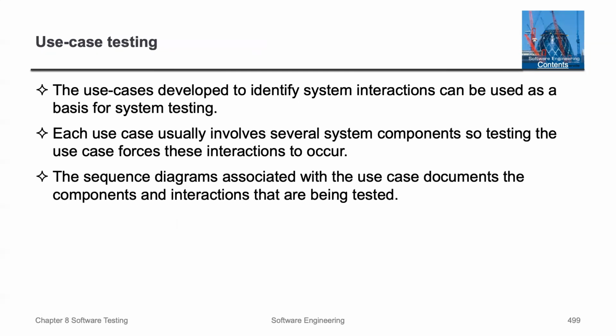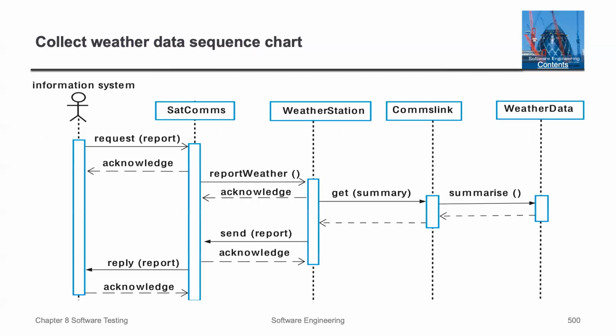And for use case testing, the use cases developed to identify system interactions can be used as a basis for system testing. Each use case usually involves several system components, so testing the use case forces these interactions to occur. The sequence diagrams associated with the use case document the components and the interactions that are being tested.